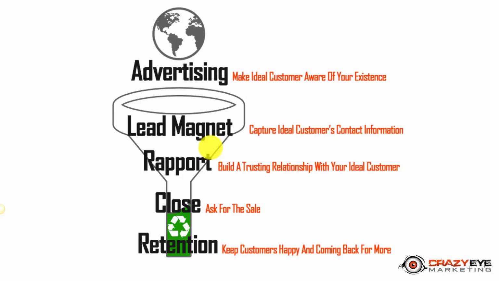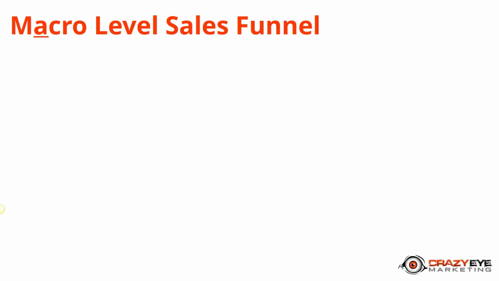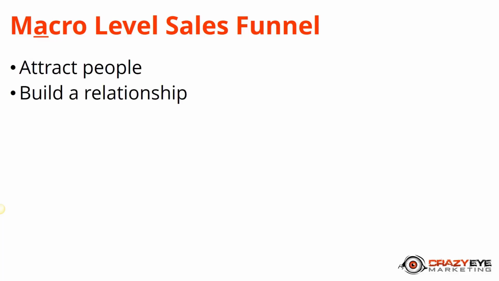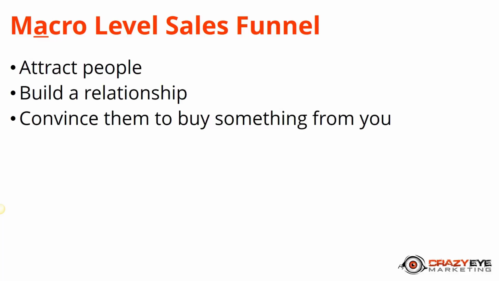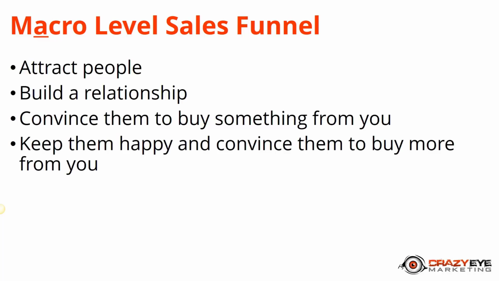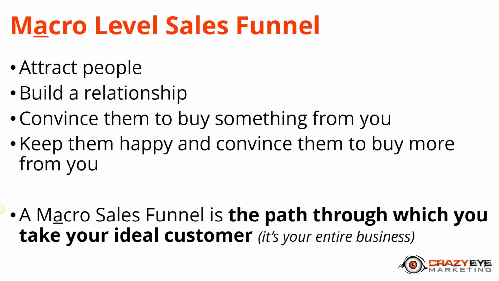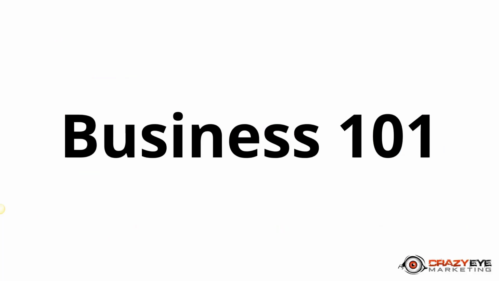And in looking at this diagram, of course, you can tell that this is a quote-unquote sales funnel. This is at the very, very macro level, like the 30,000 foot strategy view of a sales funnel. And you probably already understand this concept because it is pretty simple and self-explanatory when you think about it. All you got to do is attract people, then you build a relationship with those people, then you convince them to buy something from you, then you keep them happy and convince them to buy more from you. And ultimately, a macro sales funnel is the path through which you take your ideal customer, and it's your entire business. Basically, it's business 101.